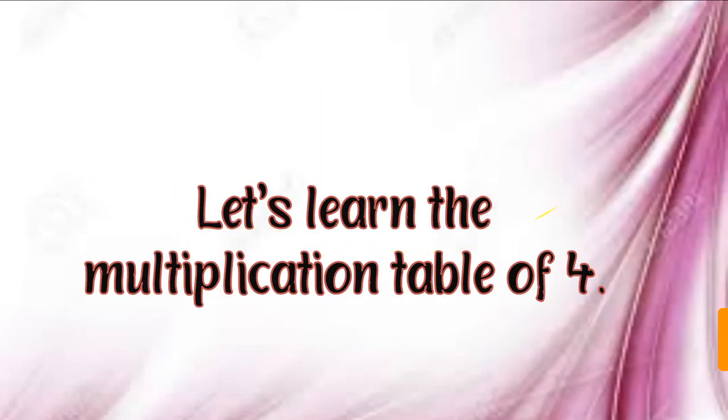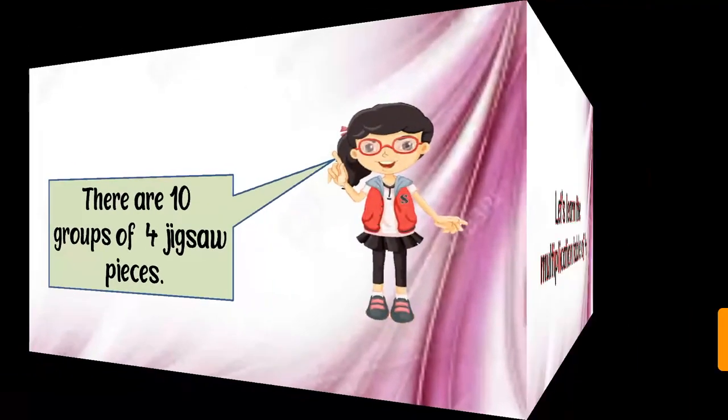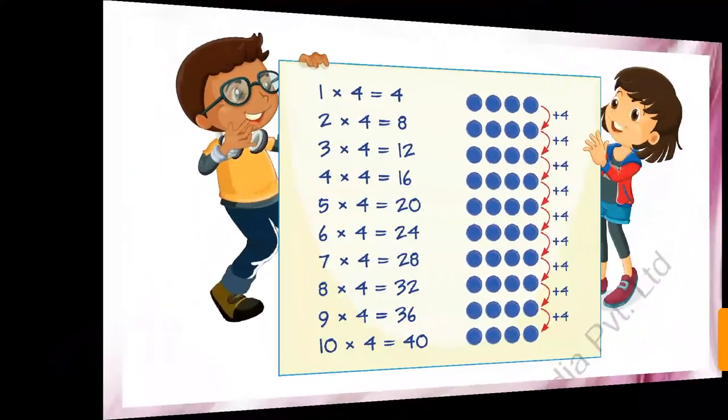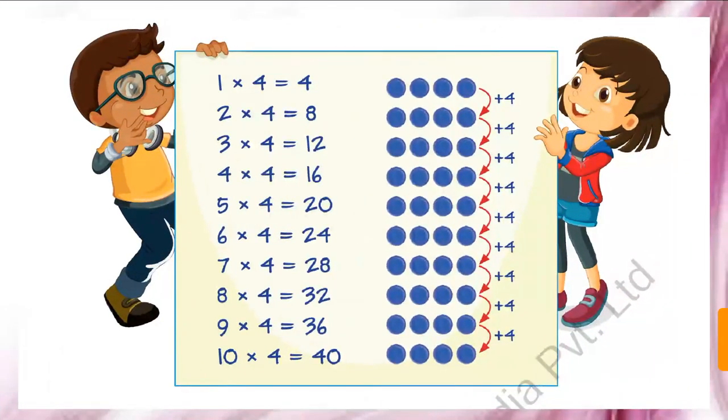Let's learn the multiplication table of 4. We will start learning the multiplication table of 4. Let's learn with me and speak with me. 1 four is 4. 2 fours are 8. 3 fours are 12. 4 fours are 16. 5 fours are 20. 6 fours are 24. 7 fours are 28. 8 fours are 32. 9 fours are 36 and 10 fours are 40.